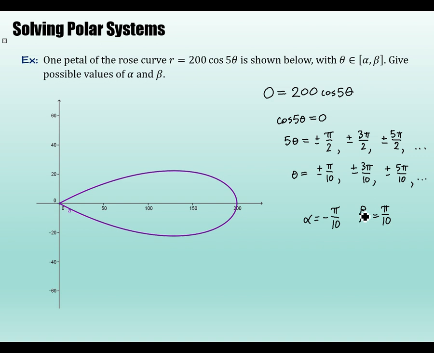So now if you want, feel free to check on your calculator. Graph this in r1, and for theta min and theta max, make it negative and positive pi over 10. And see that you do in fact get this picture, right?